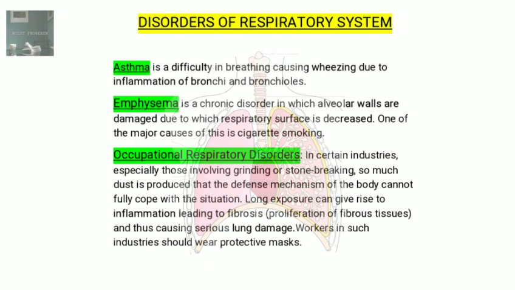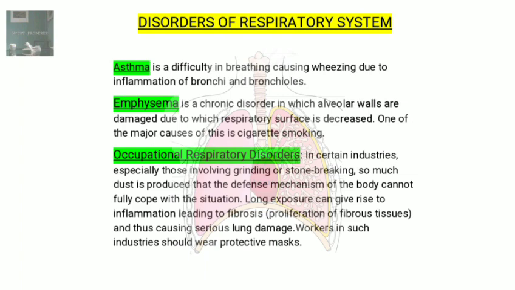1. Asthma. Asthma is difficulty in breathing causing wheezing due to inflammation of bronchi and bronchioles. Wheezing means breathing with a whistling or rattling sound in the chest. 2. Emphysema. Emphysema is a chronic disorder in which alveolar walls are damaged, producing abnormally large spaces that remain filled with air during exhalation, due to which respiratory surface is decreased. Major causes of this are cigarette smoking, air pollution, and occupational exposure to industrial dust.